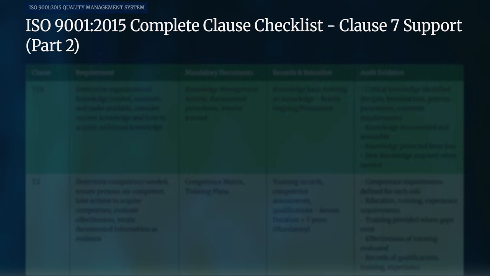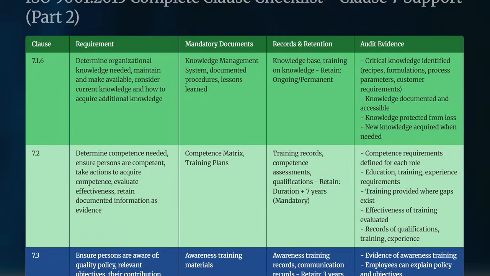Now let's continue with the ISO 9001:2015 complete clause checklist. Clause 7, Support, and this is part 2. Clause 7.1.6 requires you to determine organizational knowledge needed, maintain it, and make it available, and consider current knowledge and how to acquire additional knowledge.